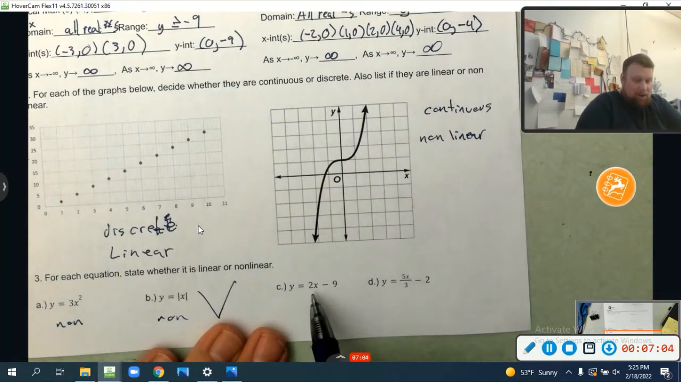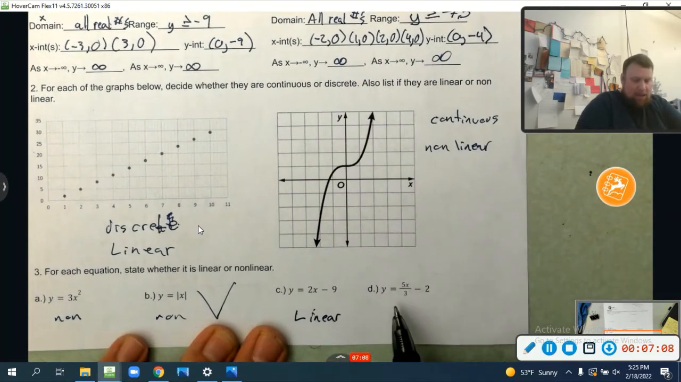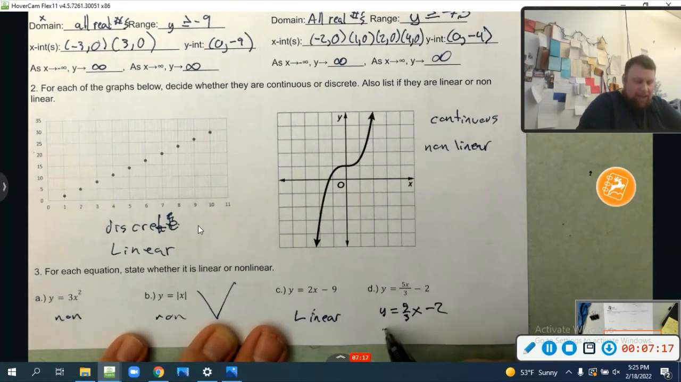Right here, that's y equals mx plus b form. That is linear. A lot of people might think this isn't, but remember, I can pull that 5/3 out to make it y equals 5/3 x minus 2. That is linear. That's point slope. It's linear.